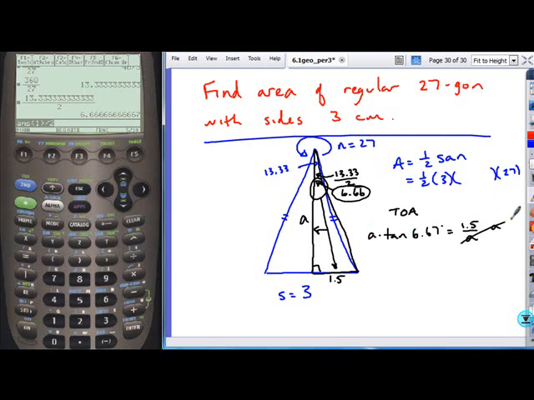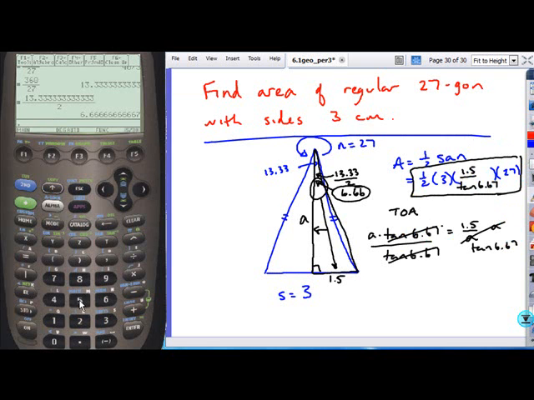So if we multiply both sides by A to get it out of the denominator, and then divide both sides by tan of 6.67, we isolate and solve for our A, and so we now have our apothem measure, 1.5 over the tangent of 6.67. And so now if we just calculate this value, we'll get our answer.